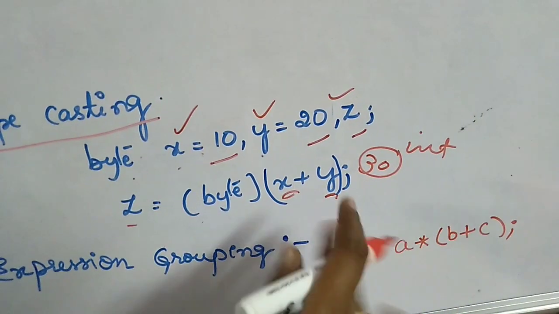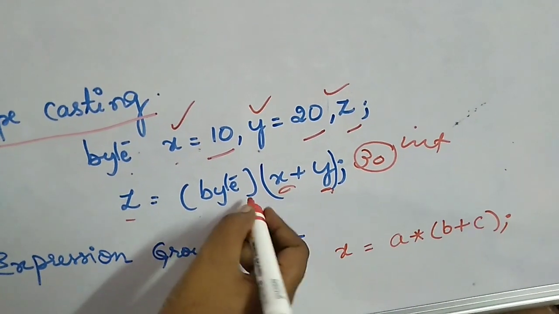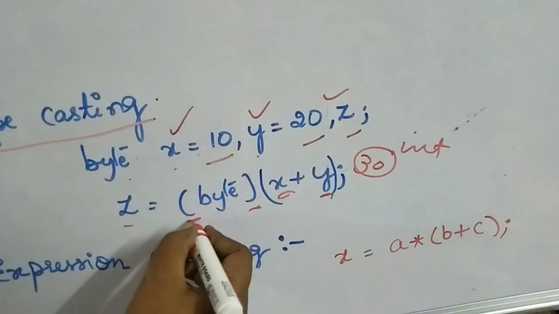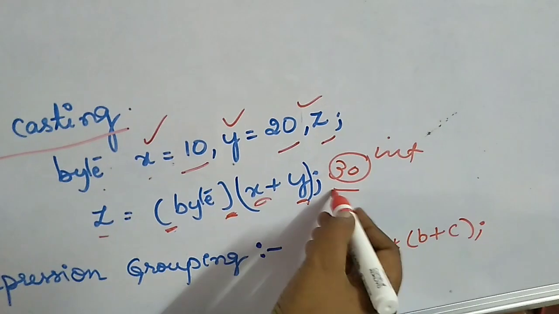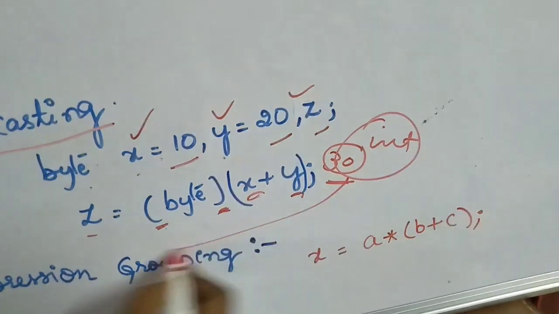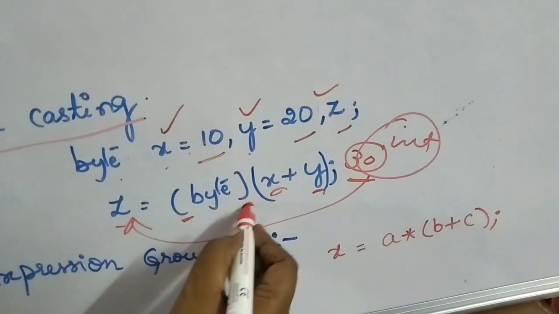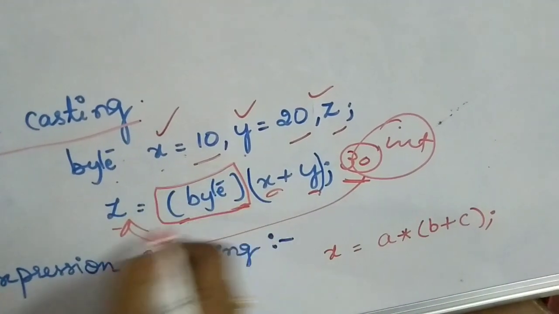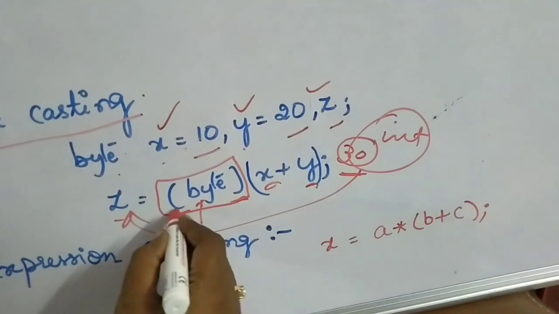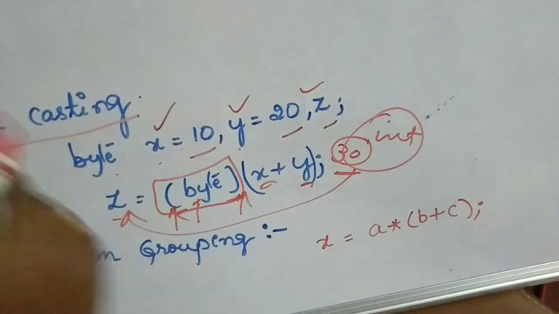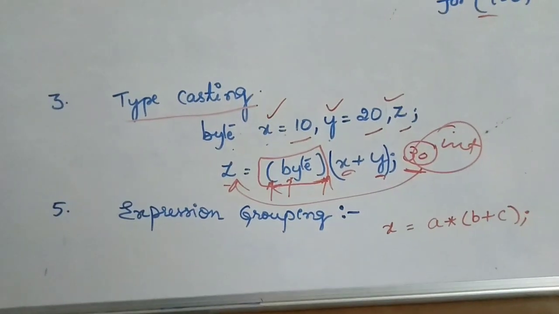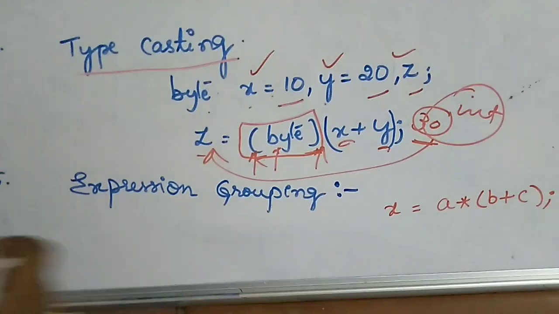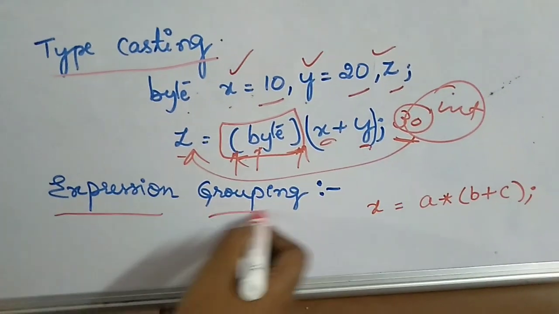Keeping that aside, the purpose of this parenthesis is that we can use it for typecasting. So I have converted this 30 integer type into this byte type. For doing that conversion, I have used byte over here, which is put in parenthesis. So another purpose of parenthesis is typecasting. And another use of parenthesis is for expression grouping.